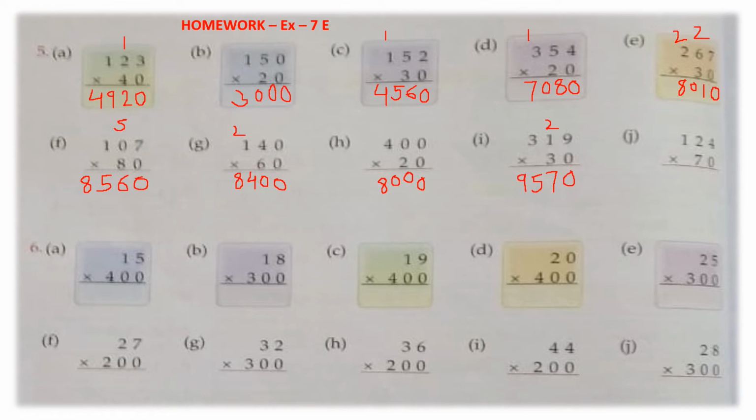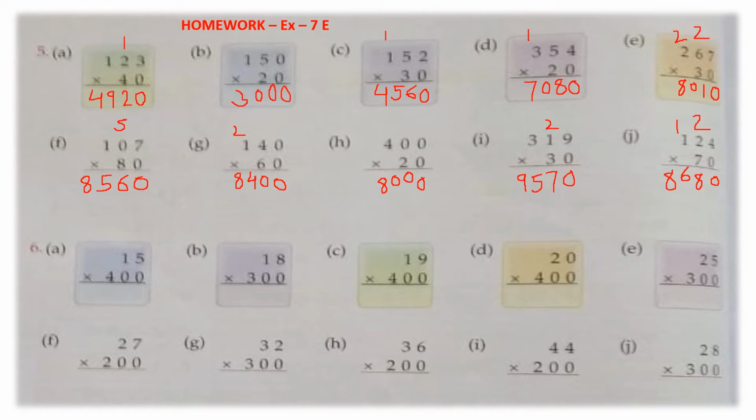Then 124 multiplied by 70. So write 0 here at the end. Multiply 124 with 7. 7 fours are 28. So 8 you will write here and 2 carry. 7 twos are 14. 14 plus 2 is 16. So 6 here and 1 carry on hundreds. Now 7 ones are 7 plus 1 carry is 8. So your answer is 8680.